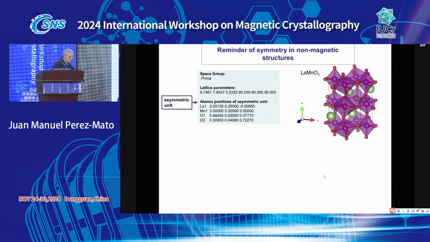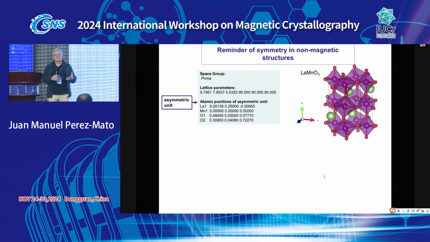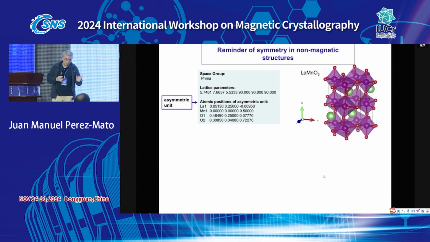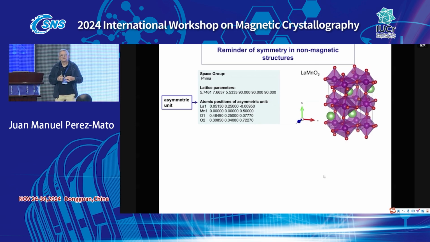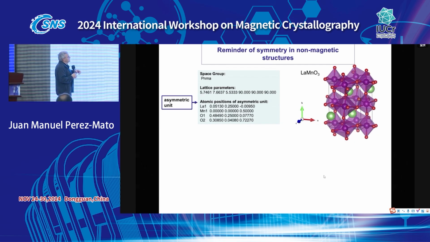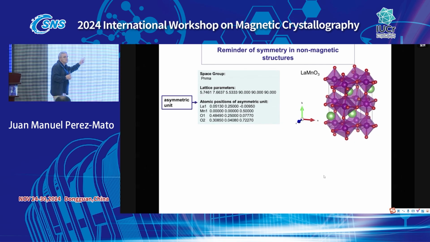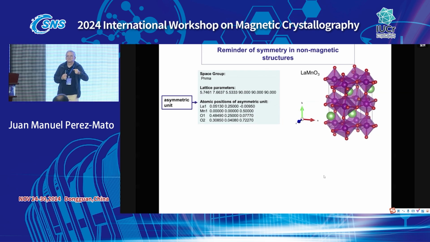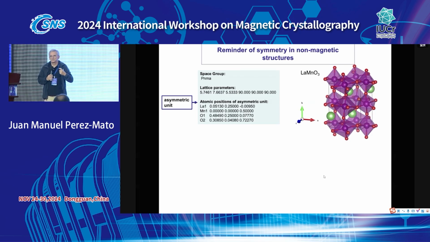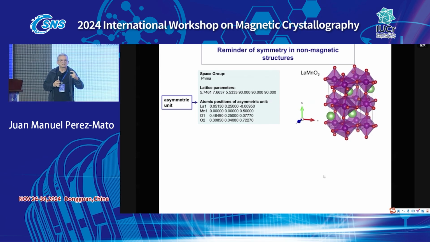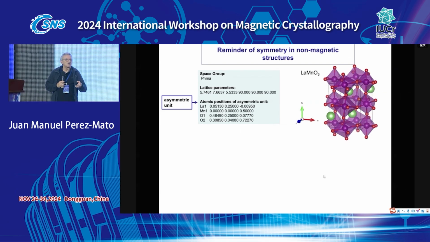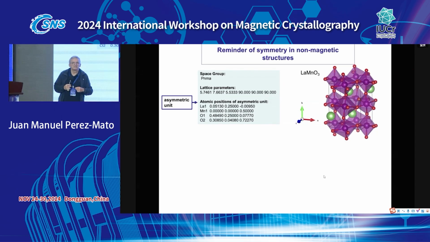So let me start with something very simple. How do we describe a non-magnetic structure, a commensurate one? I took this example, lanthanum manganate. It is orthorhombic, and here you see what we need to report this ordinary structure. We just say what the space group is, what the unit cell is, and we list the positions of a set of atoms that we call the asymmetric unit. We call it the asymmetric unit because from this set of atoms we are able to construct the whole crystal and to know where the atoms are in space, let's say in an infinite space, because you know that mathematically we consider the crystals infinite.